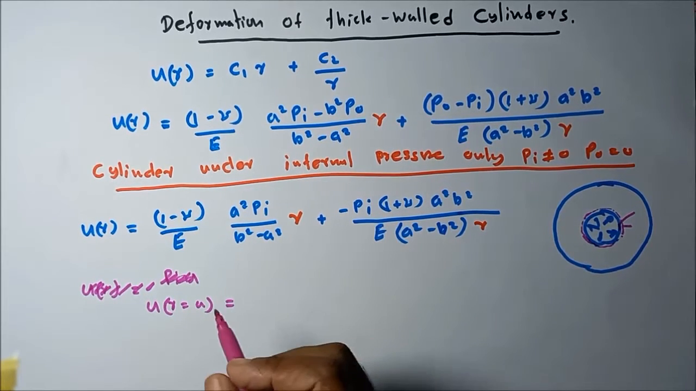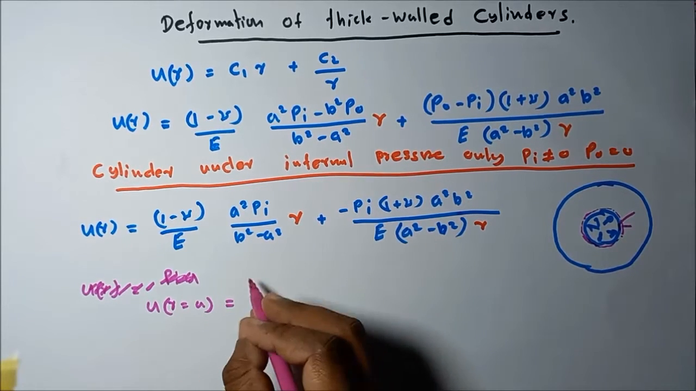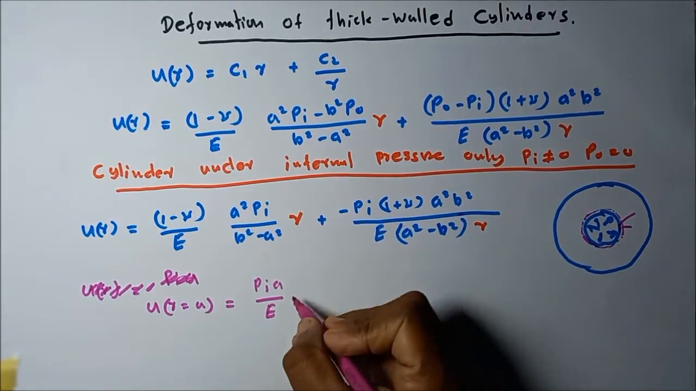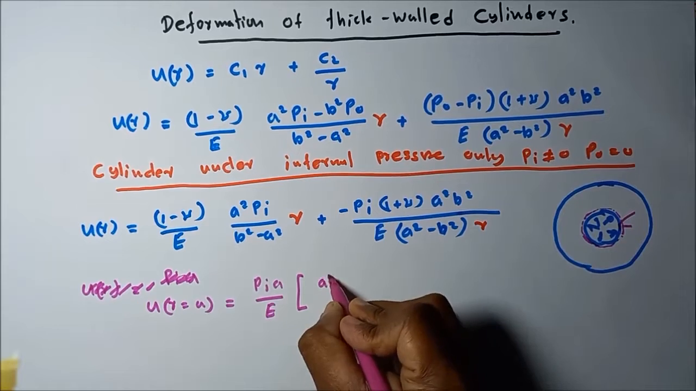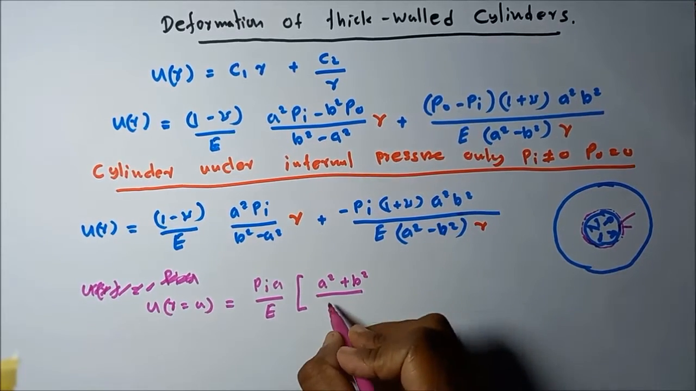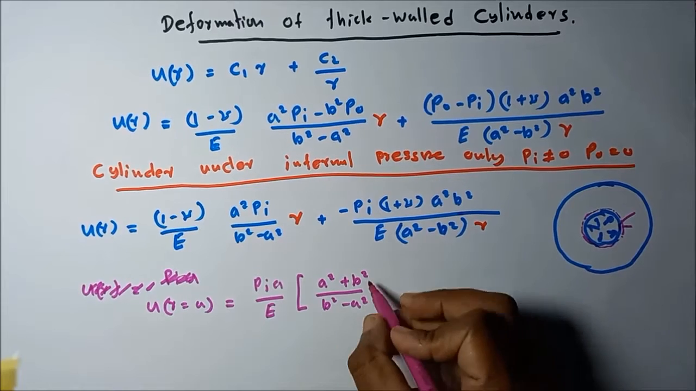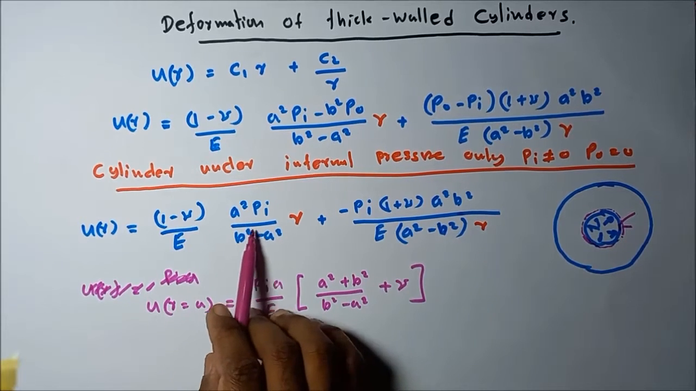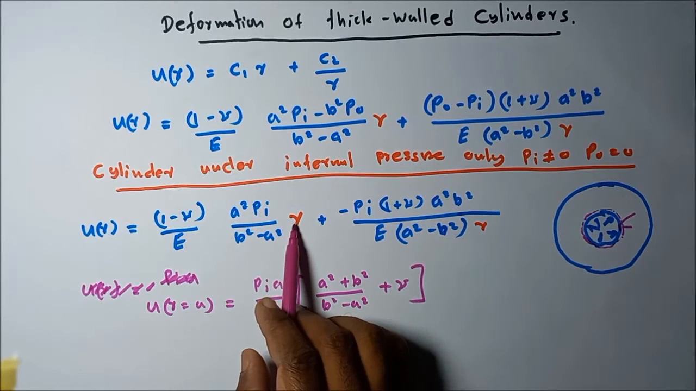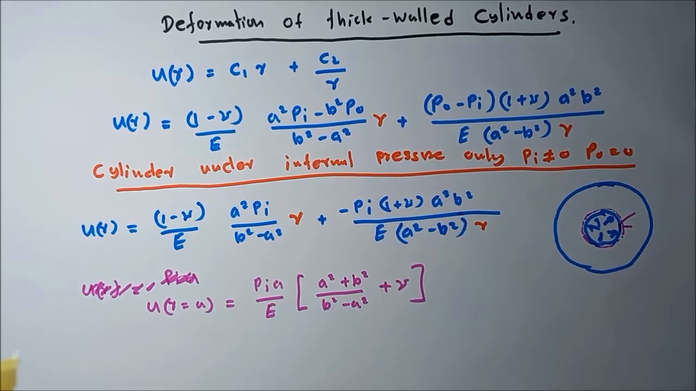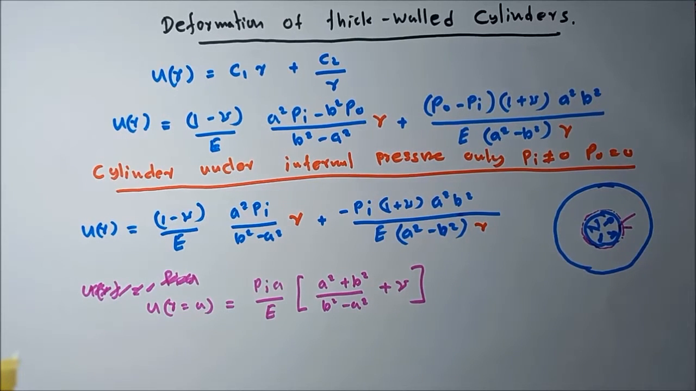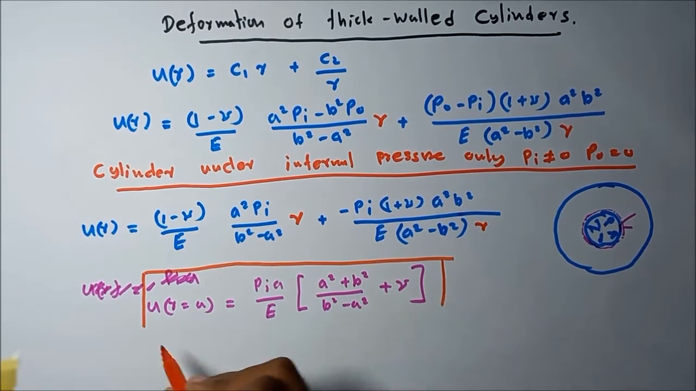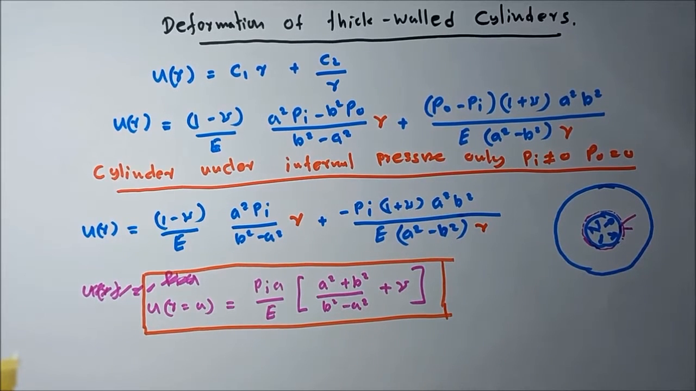When putting r is equal a in this equation and simplifying, we are getting this equation: Pi a divided by E, (a square plus b square) divided by (b square minus a square). I will directly write this equation; if you put a for r, we are getting this equation. This is the displacement of the internal surface when the cylinder is subject to internal pressure only situation.